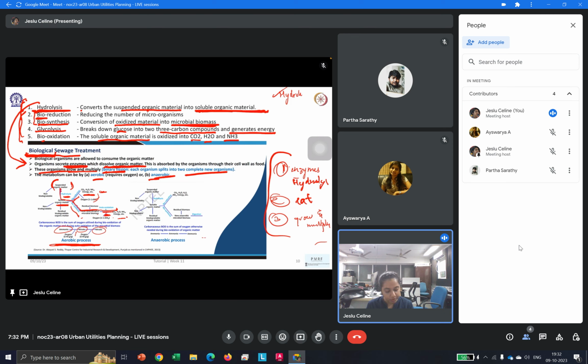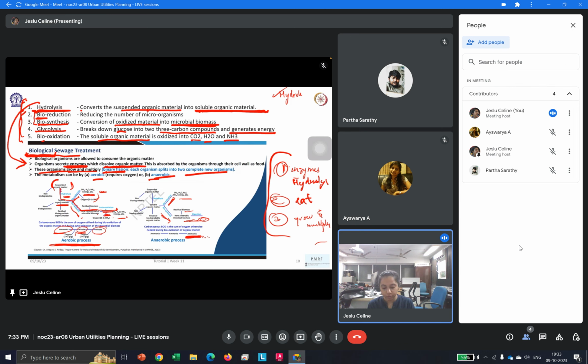In the anaerobic process, what happens? Here it stops at bioreduction, and you have the residual biomass which is there inside. So you end with ammonia over here. Again, ammonia is converted to other components also.